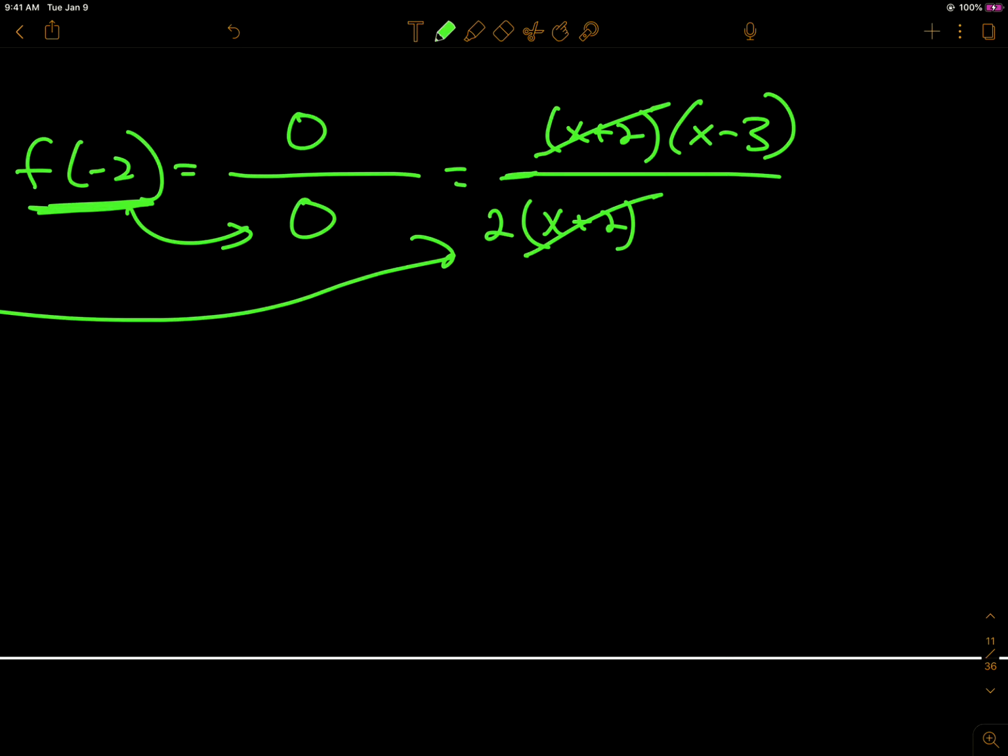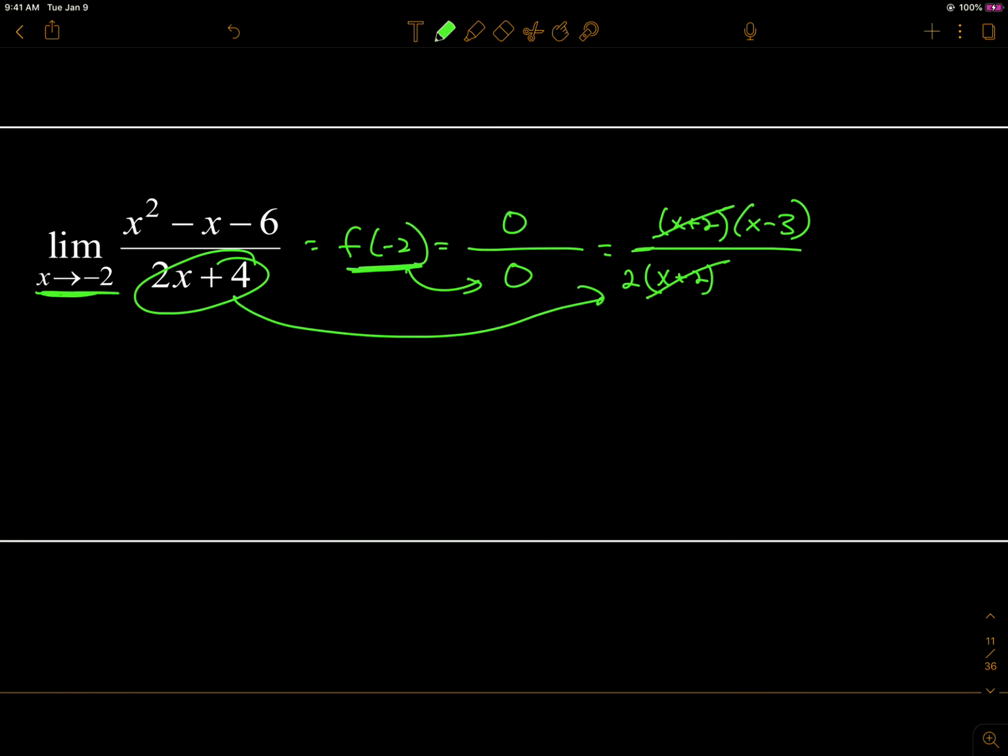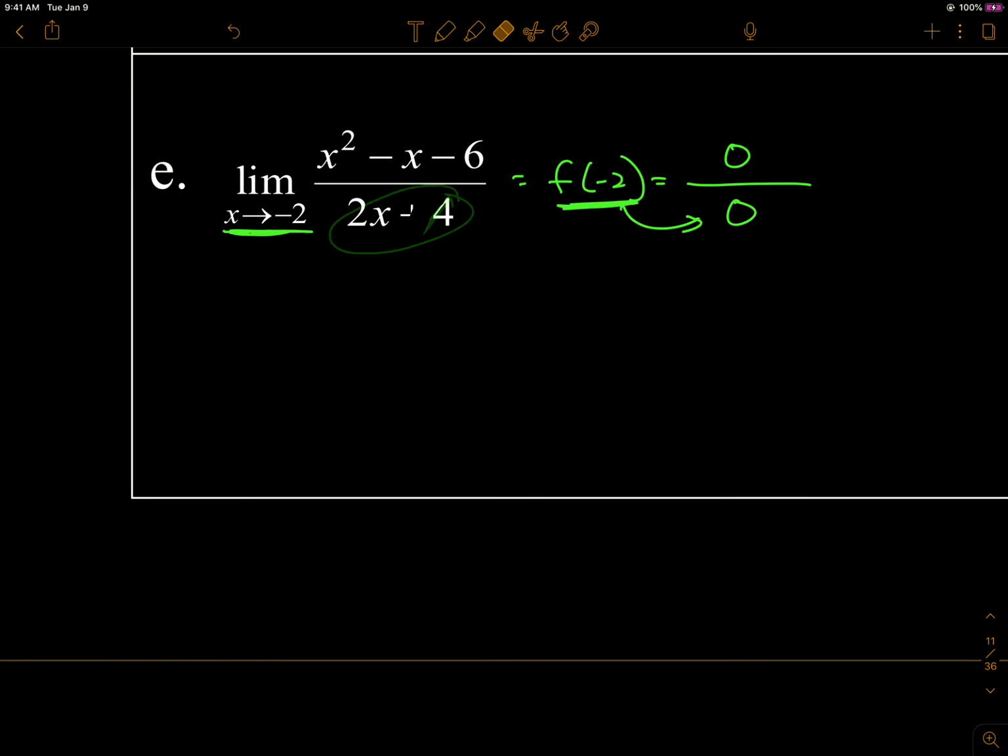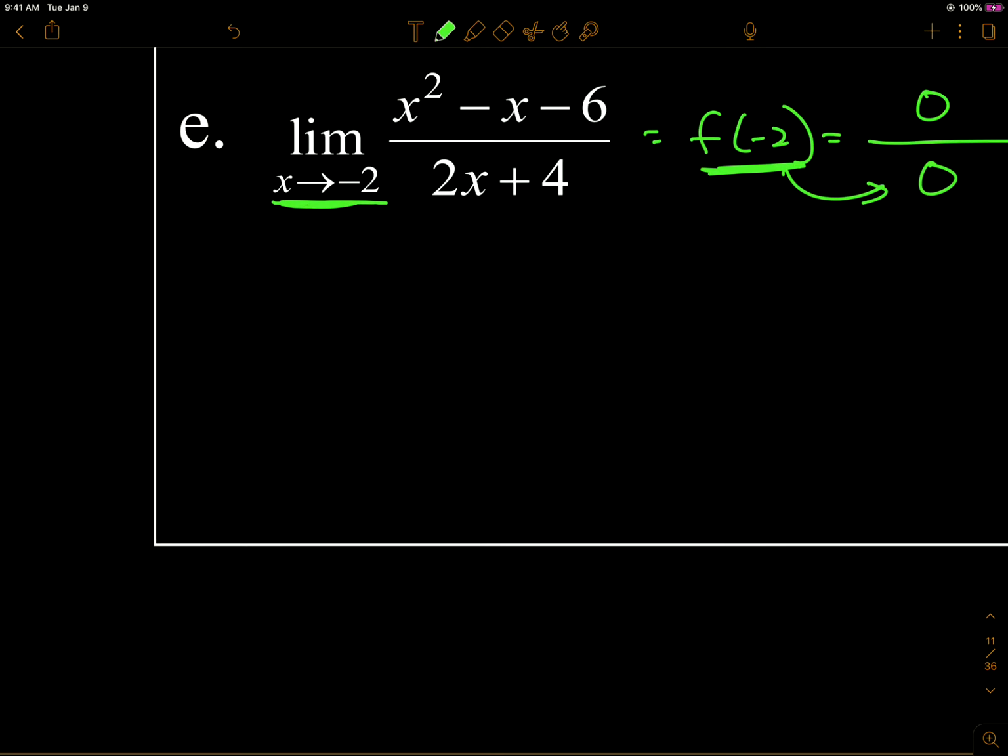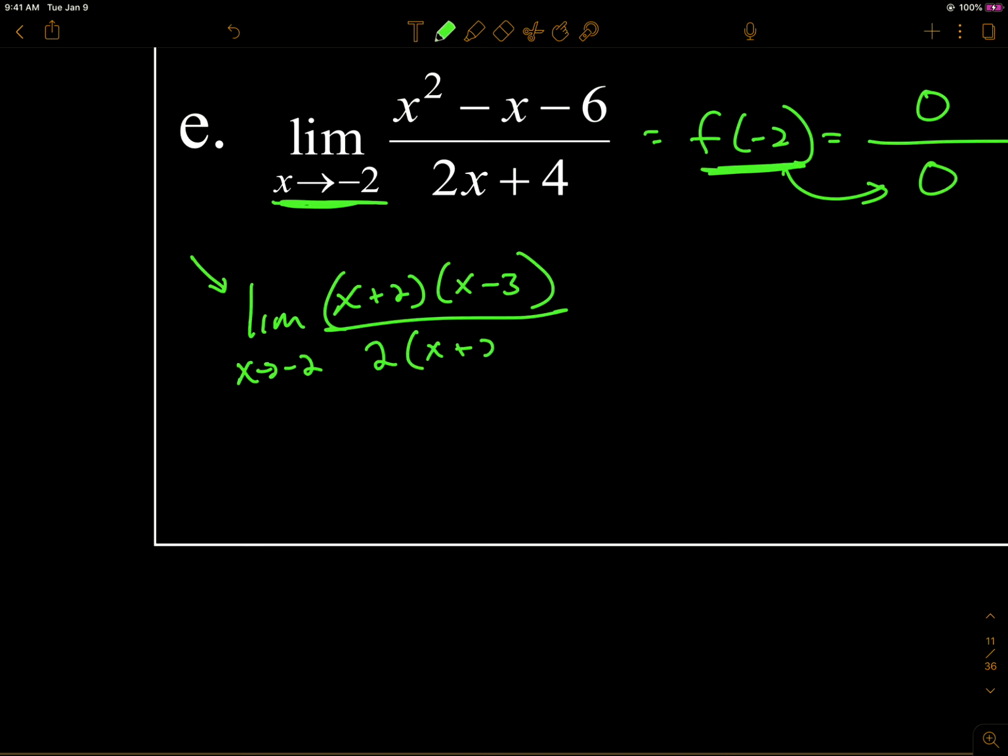I'm going to now fix the problem. I should say this with you guys. This is very, very important. I'm going to factor down here. When you're doing this simplification, you have to write the limit every time. You still haven't found the limit. So up top, it's going to be x plus 2 times x minus 3. For full credit, you always have to write that kind of thing on like an AP exam. 2 times x plus 2.